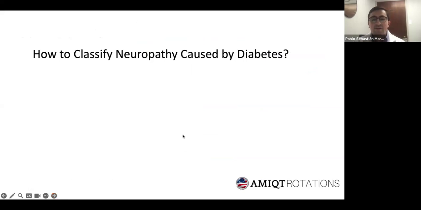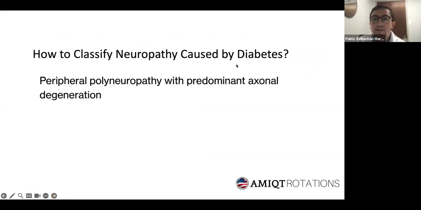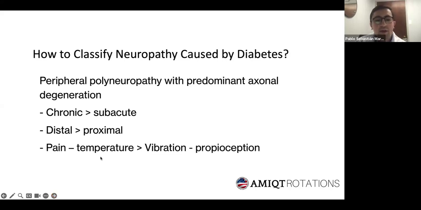Now we can classify correctly the neuropathy of diabetes. It's really important because when we write notes or type in the charts of the patient, we can use polyneuropathy or peripheral neuropathy or only neuropathy, and it is not correct. For now, we can describe the polyneuropathy of diabetes as peripheral polyneuropathy with predominant axonal degeneration, which is chronic with distal distribution, and pain and temperature are most commonly affected.